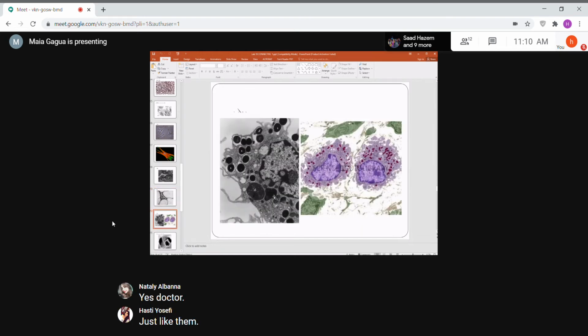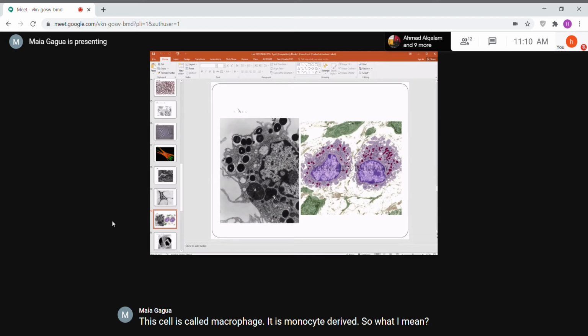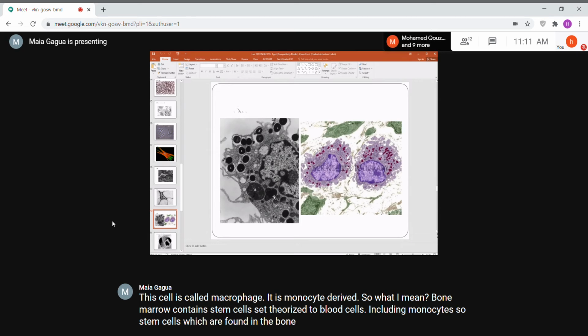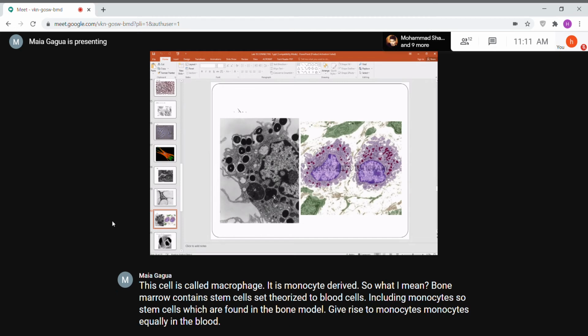This cell is called a macrophage. It is a monocyte derived cell. What I mean is, bone marrow contains stem cells that give rise to blood cells, including monocytes. So stem cells, which are found in the bone marrow, give rise to monocytes. Monocytes circulate in the blood, but monocytes can cross the wall of blood vessels and penetrate connective tissue.